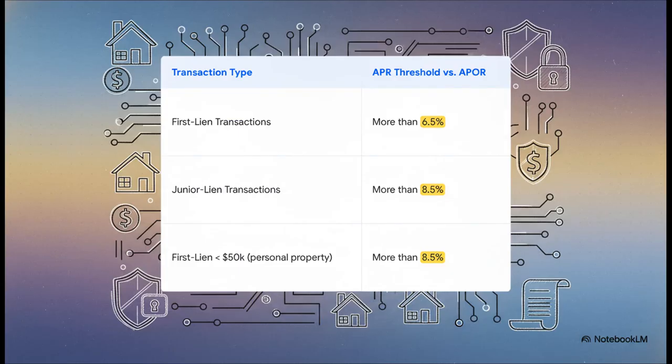The APR test is pretty straightforward. You're just comparing your loan's rate against a benchmark, the average prime offer rate, or APOR. The thresholds are right there: 6.5 percentage points over APOR for most first liens and 8.5 for junior liens. But, and this is a huge compliance trap, the APR you use for this test is not your standard TILA APR. For variable rate loans, you have to use whichever is higher, the introductory rate or the fully indexed rate. That little detail can easily push a loan over the line if you're not paying close attention.